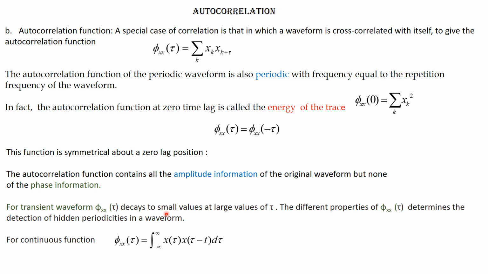Generally, for a transient waveform, it decays to a small value, and for a periodic waveform, it is periodic. These two cases are there. By observing the nature of the autocorrelation function, we determine the detection of hidden periodicities in a waveform. For a continuous function, the autocorrelation is defined by an equation like this. You can see for a zero time lag, it is the energy of the trace, the integral of mod of x(tau) squared d tau. That is nothing but the energy.